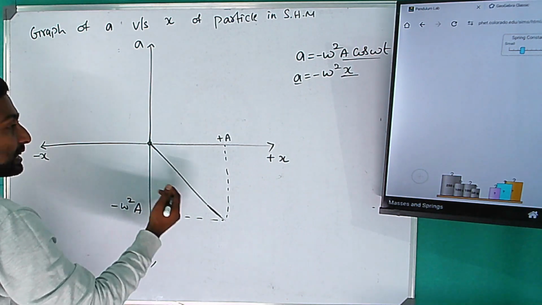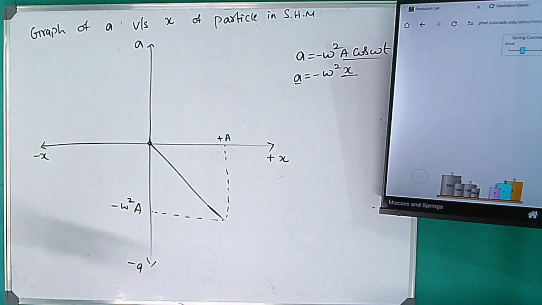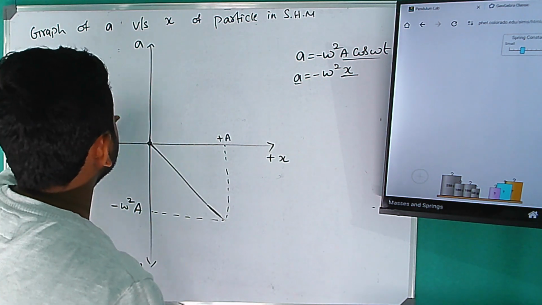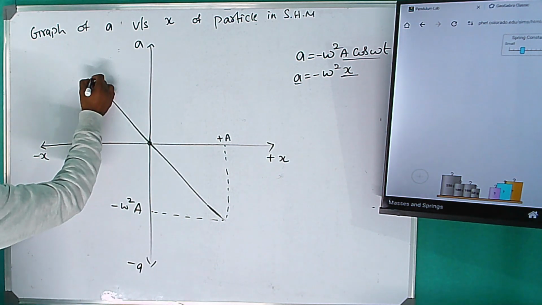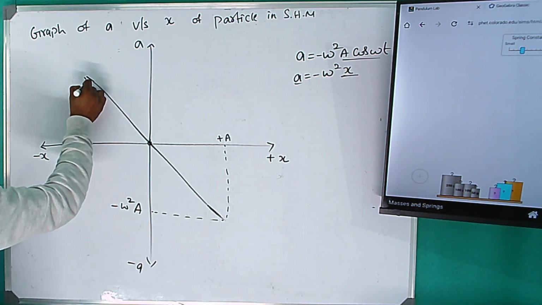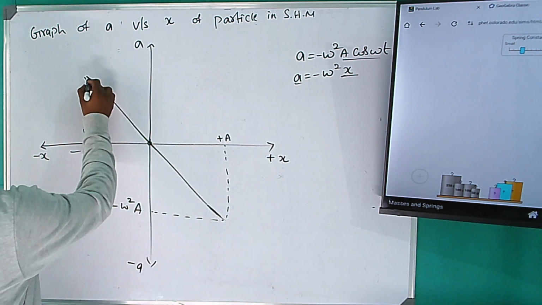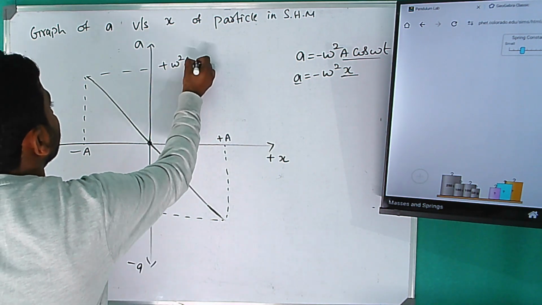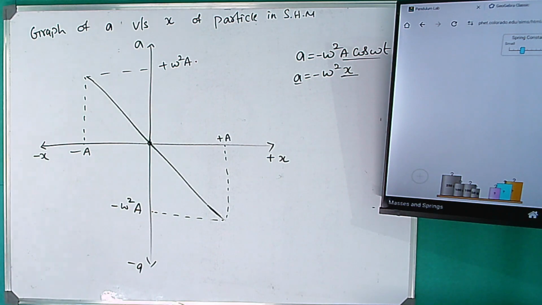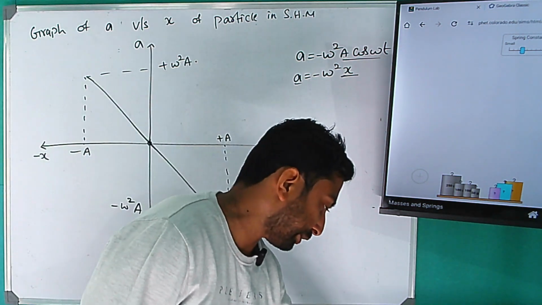Similarly, if the displacement of the particle is towards the negative direction, when x is negative, acceleration is positive, and the curve lies in the second quadrant. This is the nature of the curve. The maximum displacement of the particle is minus a in the negative direction, and correspondingly the acceleration is plus omega square into a. So this is the variation of displacement versus acceleration of a particle in SHM.